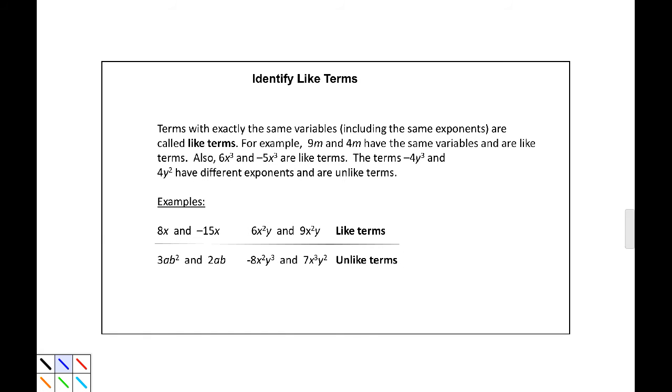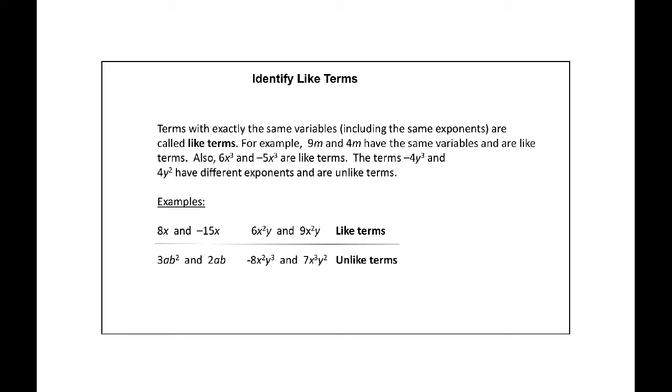Identify like terms. Terms with exactly the same variables, including the same exponents, are called like terms. For example, 9m and 4m have the same variables, and they're like terms. Also, 6x cubed and negative 5x cubed are like terms. The terms negative 4y cubed and 4y squared have different exponents, and thus they are unlike terms.